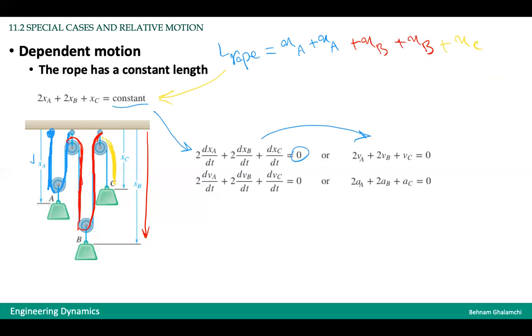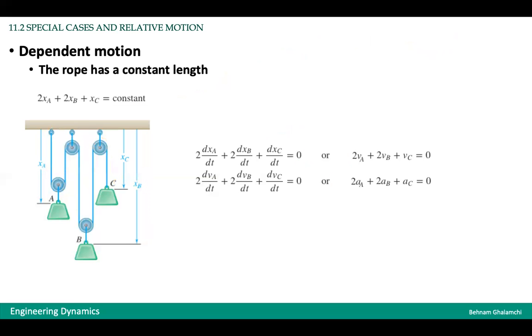dx over dt is the velocity, so that's why I'm able to write this equation. Also, by taking the derivative of the velocity, I should be able to find the acceleration, and that will be the motion analysis of these dependent particles.